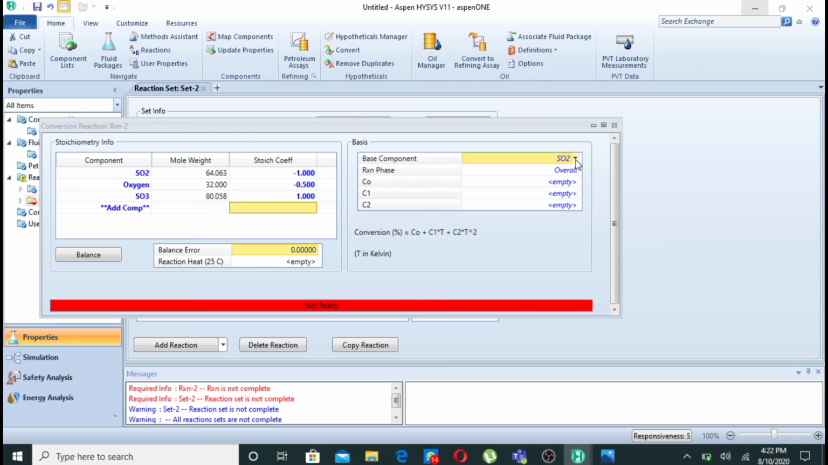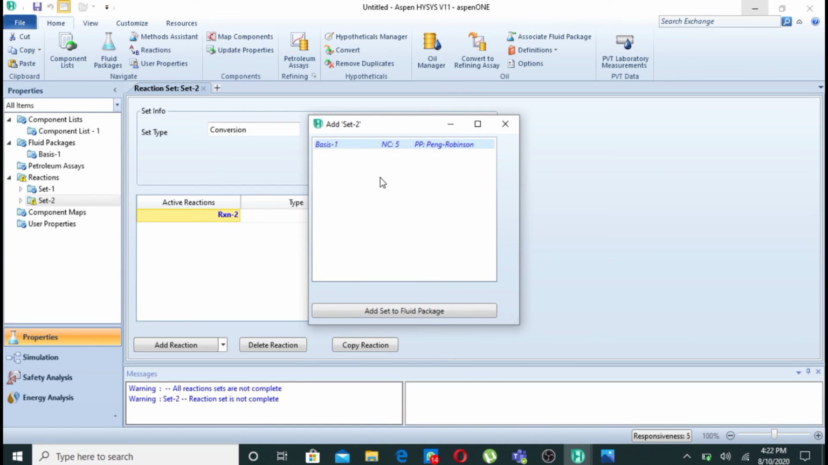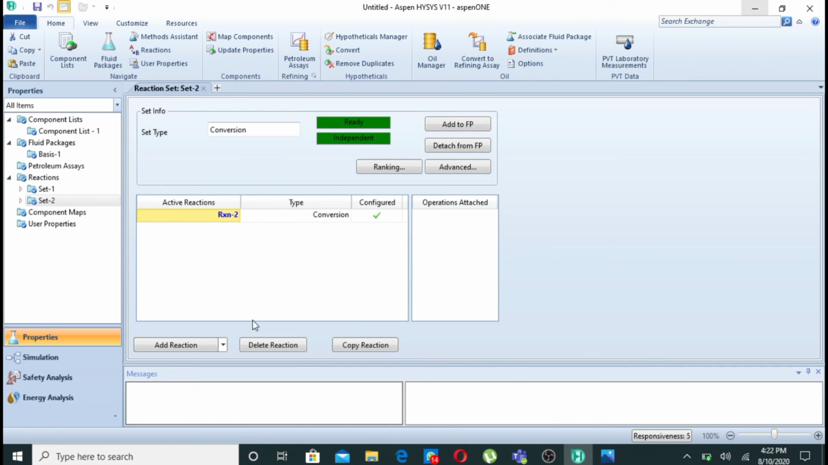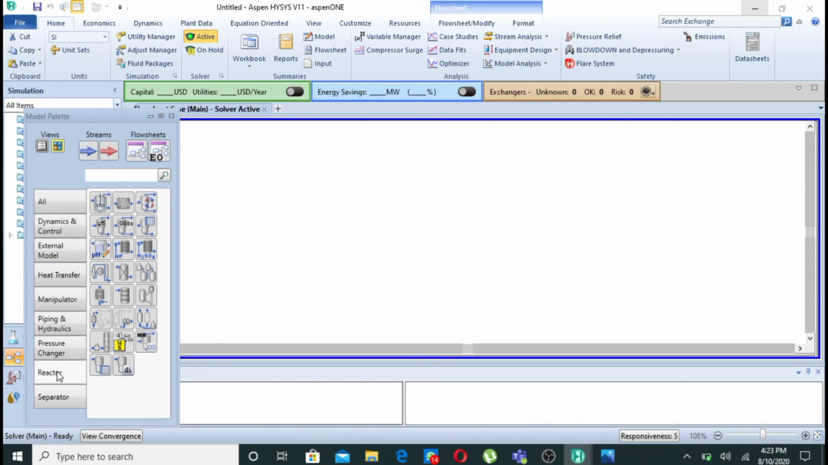Base component is again our SO2. For the conversion, it is given in the question that 95% of SO2 will convert into SO3. So I will write 95. Again OK, green signal, and I will add this reaction again to the fluid package. Now I will go to the simulation. Here I will select and drag a conversion reactor.